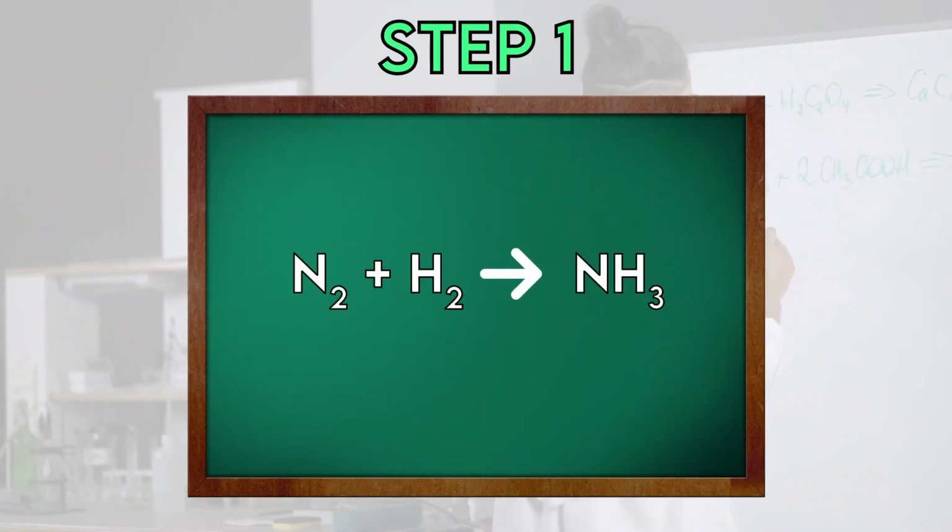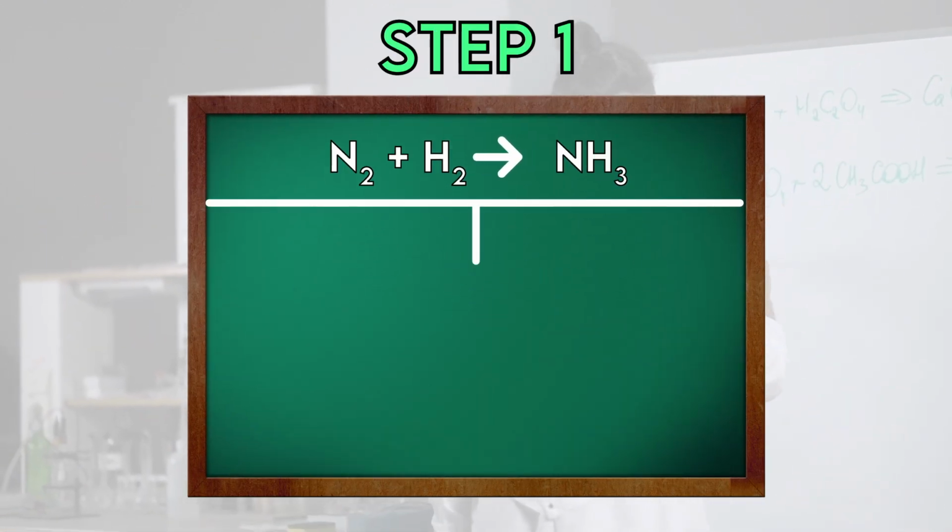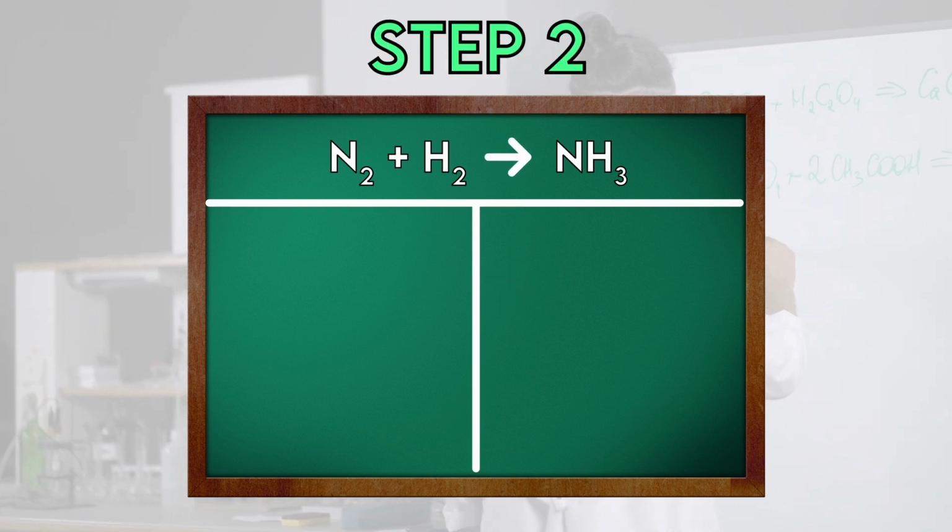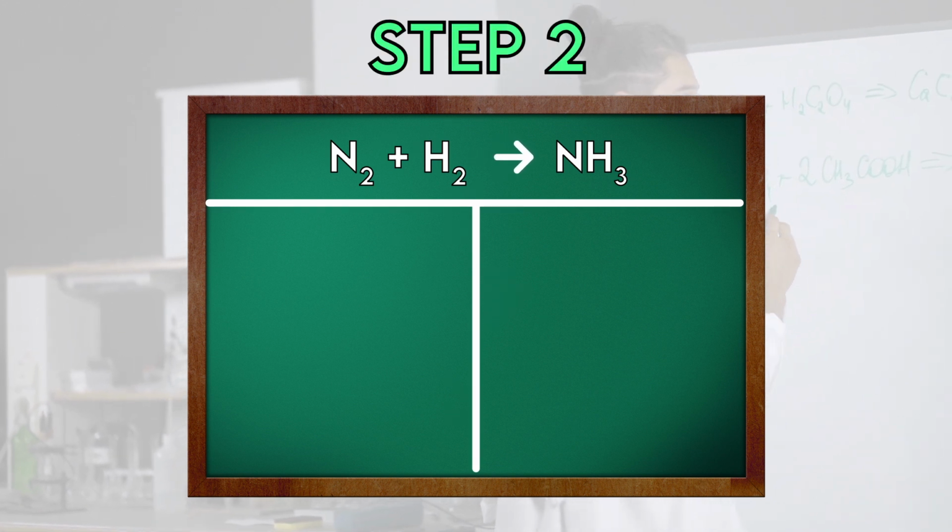This is how to master balancing equations and get them right every single time. Step 1. Separate the reactants from the products by drawing out this grid. Step 2. Identify which elements we have on each side of the equation.